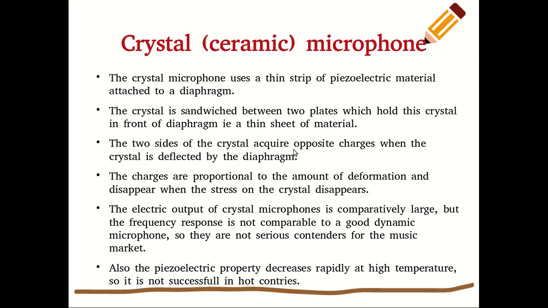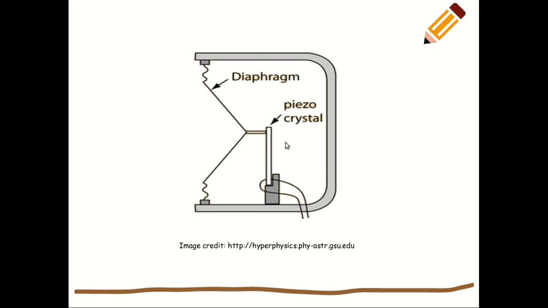The two sides of the crystal acquire opposite charges when the crystal is deflected by the diaphragm. The charges that are developed are proportional to the amount of deformation of the diaphragm, and these charges will disappear when the stress on the crystal disappears. So we can see here the overall arrangement of the crystal microphone. It consists of some piezoelectric material which is kept in between two parallel plates. I haven't shown the parallel plates here, but the crystal is always kept in between two parallel plates, and this arrangement is kept behind the diaphragm.